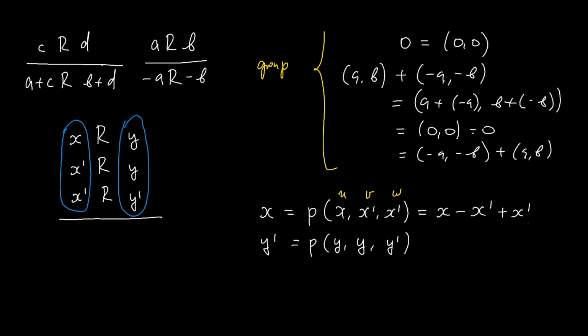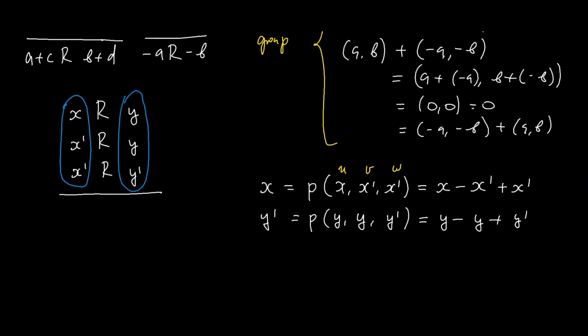So if we do this, and we do the same thing in the second line, we get y minus y plus y prime. You see, we are doing the same thing in both cases. But it does give what we want, right? So now let's do this more step by step.